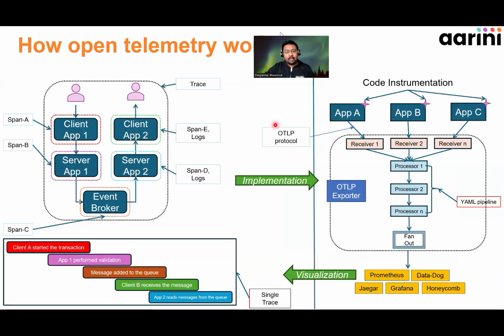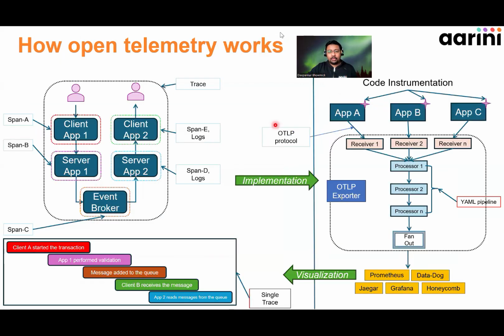If you go to the next slide, here we see how OpenTelemetry works in reality. So let's take an example of a simple distributed system where there is a user which supplies some data to client app one, which connects to server app one. It publishes the data to the event broker, and this app is subscribing from the same event broker, and it's supplying the same information to this user. So here we can see there are four distributed apps in operation, and one event broker is also there.